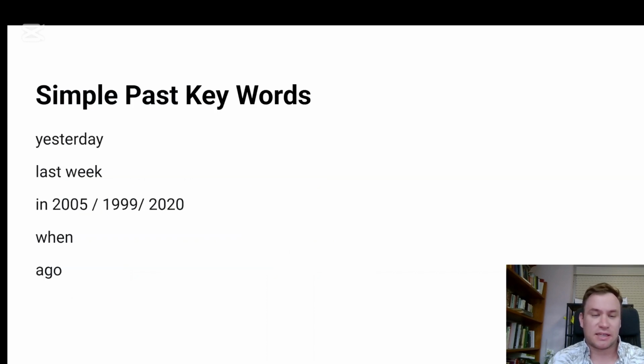Keywords would be things like yesterday, last week, last month, last year. As soon as you mention a specific time period or context, like in 2005, in 1999, in 2010, you can also use it with months, in December, in June. Whenever you use the word when, that will be in a moment in the past. If you're referring to the past, then that will not be the present perfect, so that will be the simple past. And ago, because that refers to time that is finished.